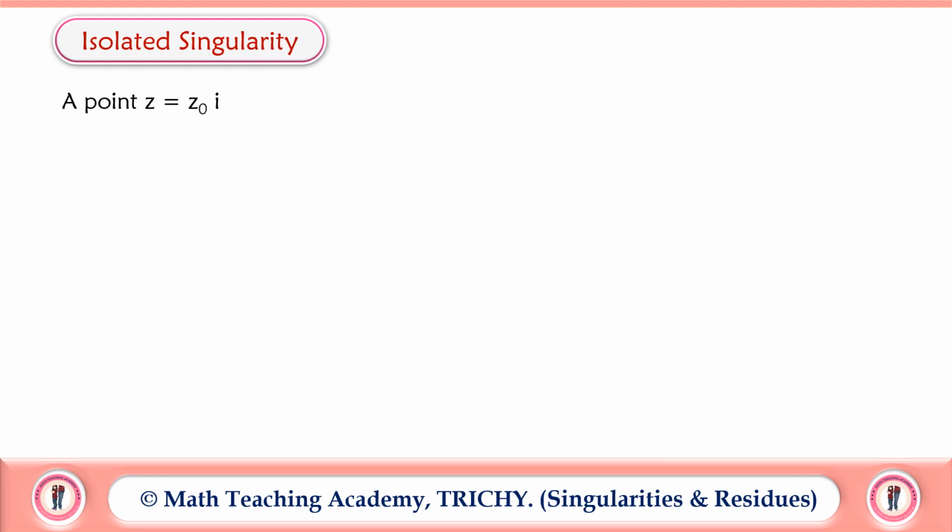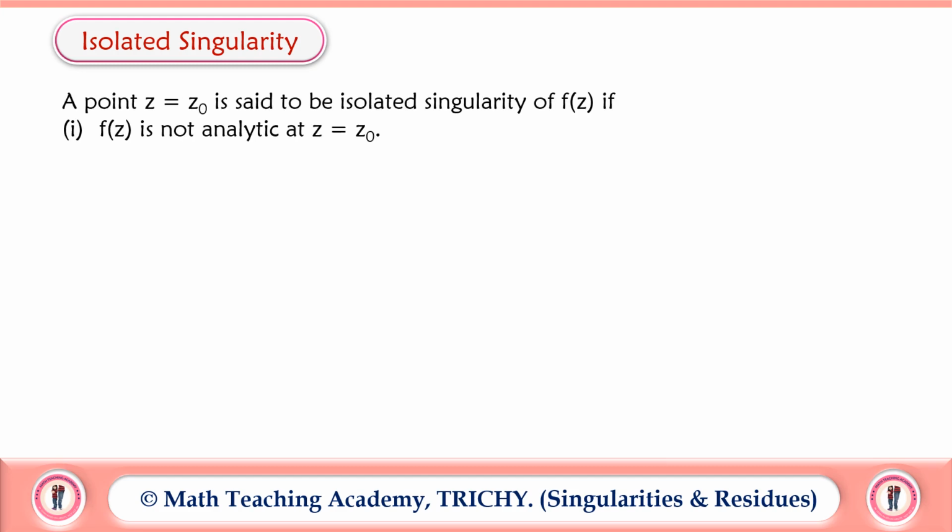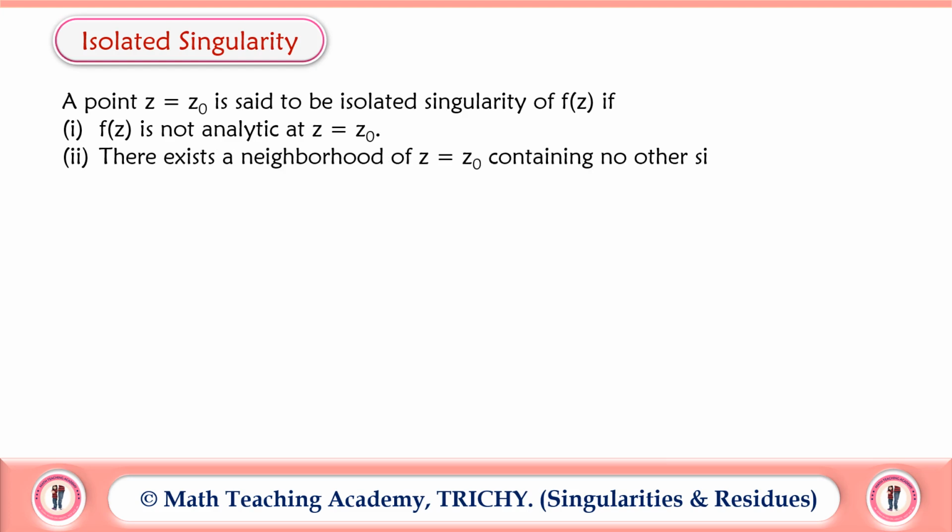This is the clear definition of isolated singularity. A point z = z0 is said to be an isolated singularity of f(z) if f(z) is not analytic at the point z = z0 and there exists a neighborhood of z = z0 containing no other singularity. Which means that the function f(z) is not analytic at the particular point z = z0, but in the deleted neighborhood of z0 the function f(z) is analytic.